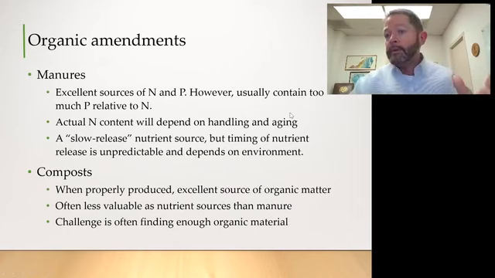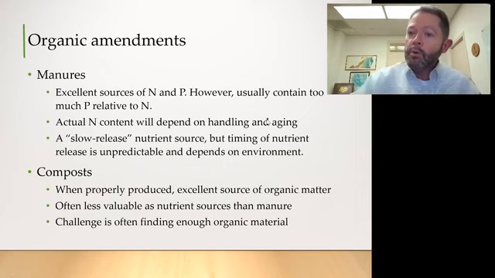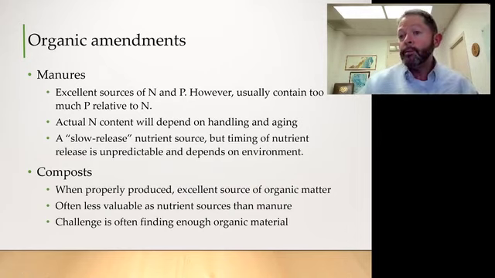So there's a couple of different kinds we can talk about. Manures are excellent sources of nitrogen and phosphorus. However, they do contain too much phosphorus compared to nitrogen. And so long-term heavy manuring will lead to saturation of soils with phosphorus, and then that can result in water pollution if soils are lost through erosion. The actual nitrogen content of a manure will depend on handling and aging. Manures are a slow-release nitrogen source, but the timing of nutrient release is unpredictable, and it depends on the environment.